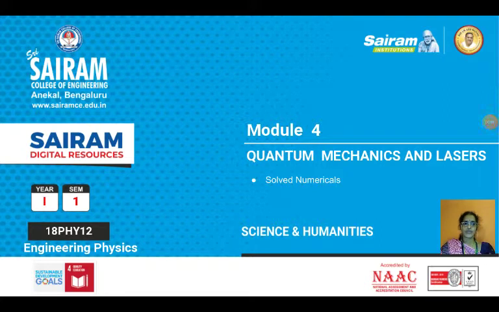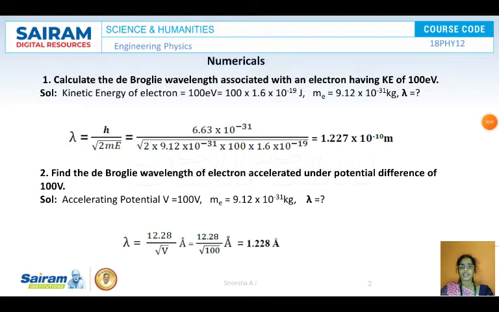Now we see the numericals in quantum mechanics and lasers. Now calculate the de Broglie wavelength associated with an electron having a kinetic energy of 100 eV.